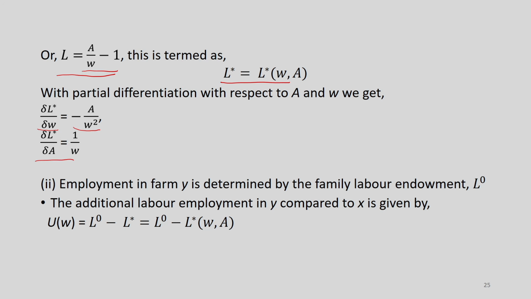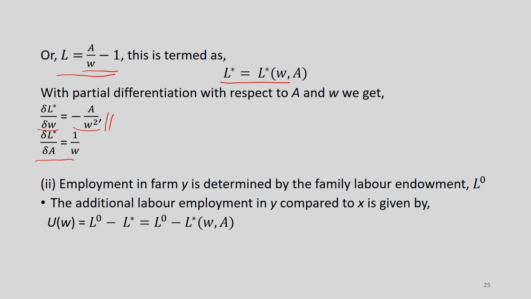L star is the equilibrium employment, or the optimal employment, chosen by the owner of firm X. The owner of firm X is a profit maximizing farmer, and he is employing L star, but that L star can vary with respect to two things. One is the wage rate. As the wage rate rises, L star declines, because del L star del W is negative.